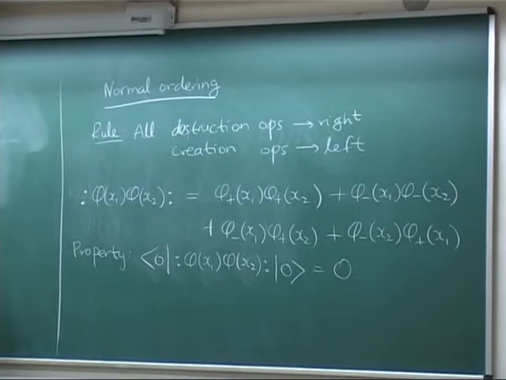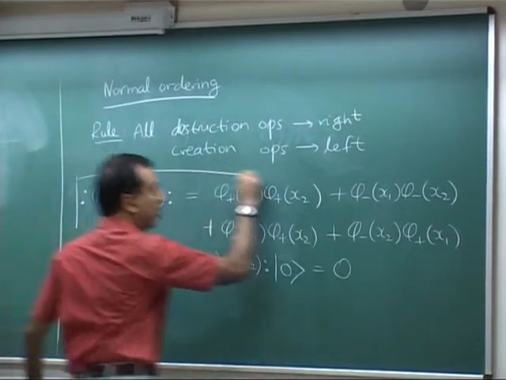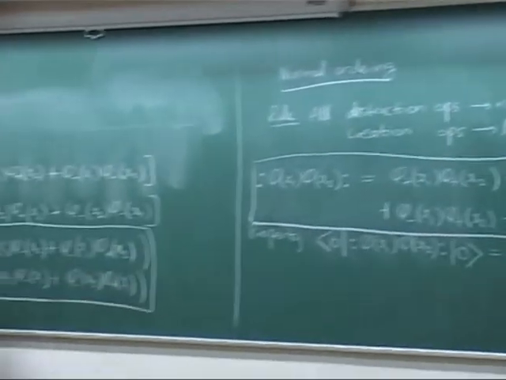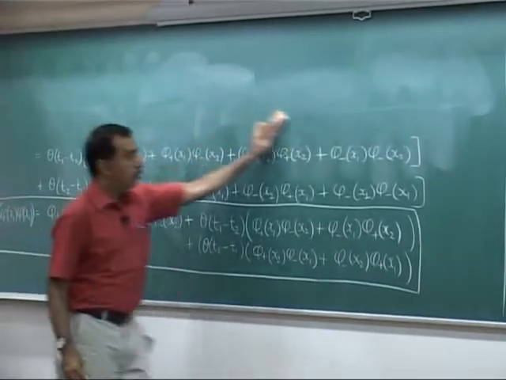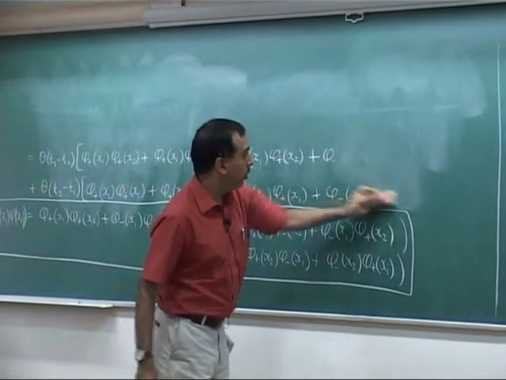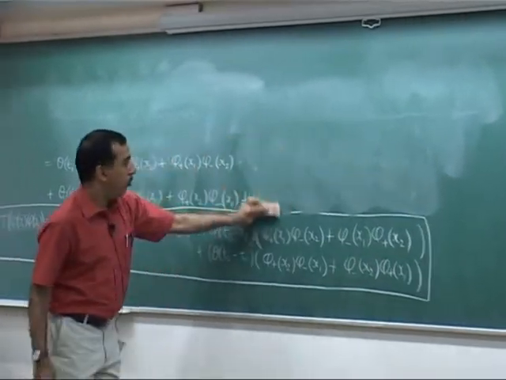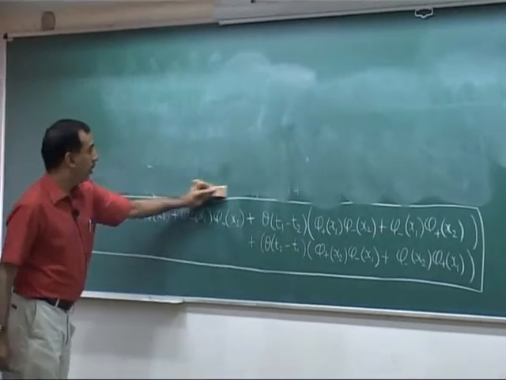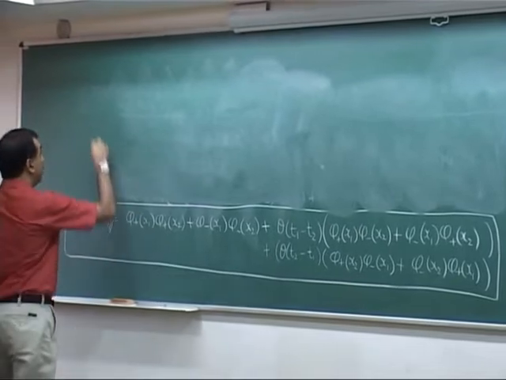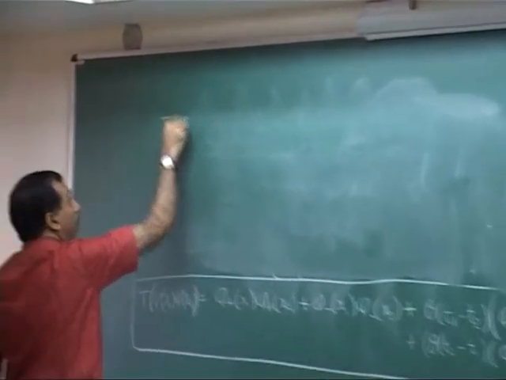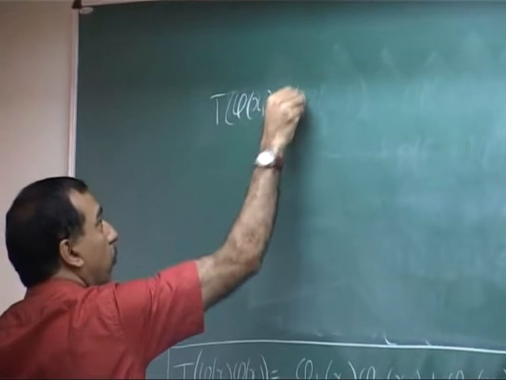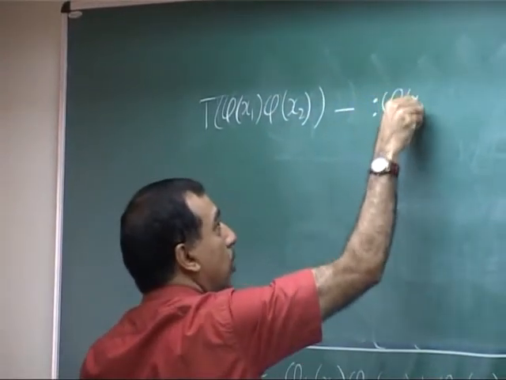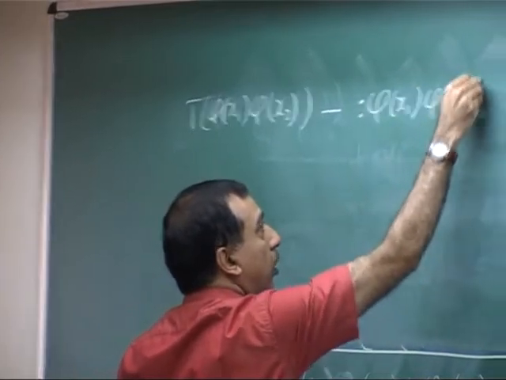So now we have two results. One is this. And one is this other one in a box. One is about time ordering and one is about normal ordering, in both cases, of two operators, phi at x1 and phi at x2. So now let's derive a nice identity by taking T of phi of x1, x2 and subtracting normal ordered of phi x1, phi x2.